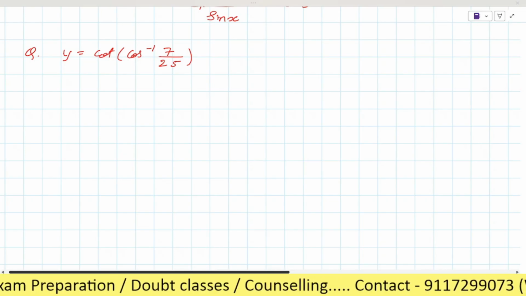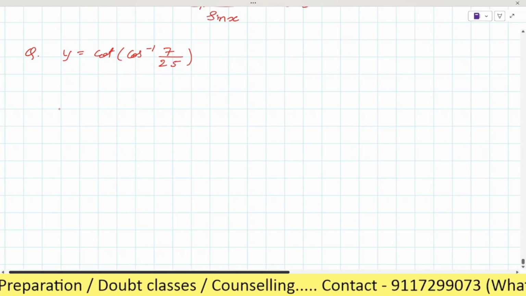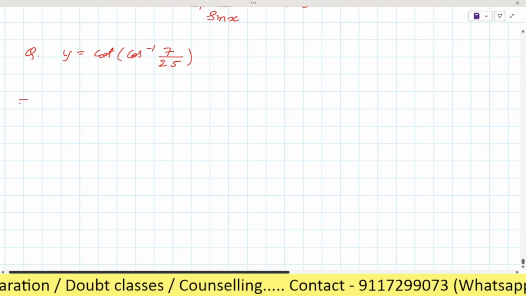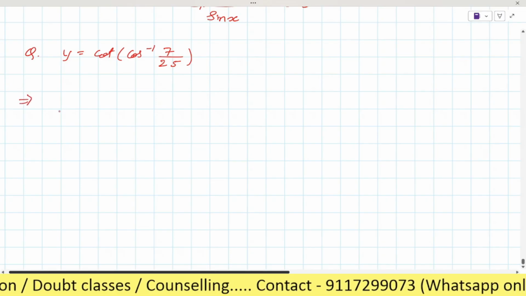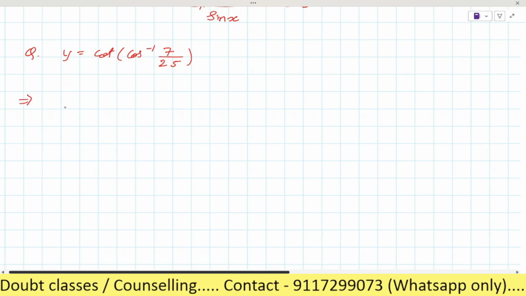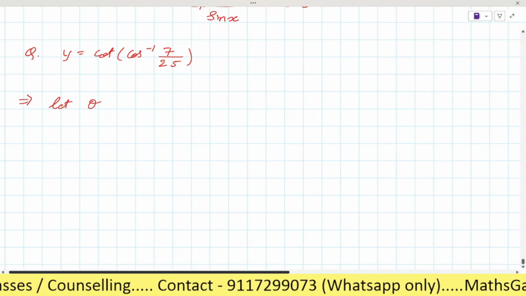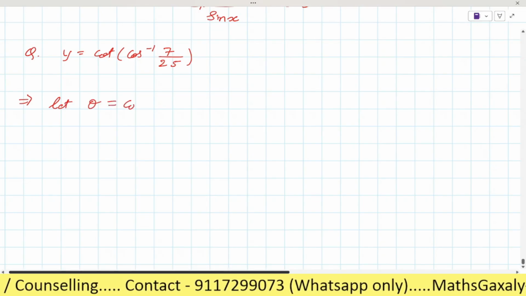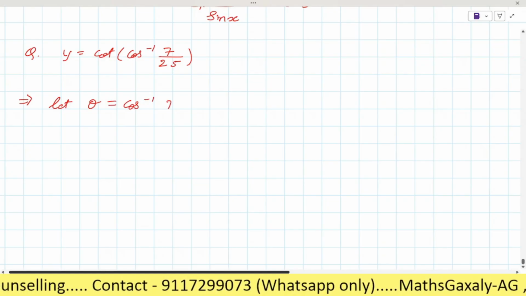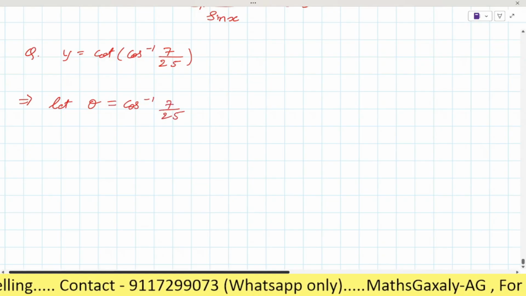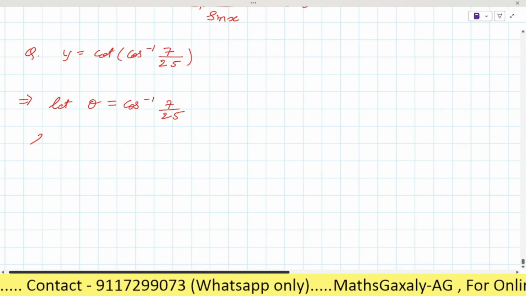See Akshat, how we will solve it. So at first, as here we have to find the value of y, we will let theta be equal to cos inverse 7 by 25, right? We can let it now.